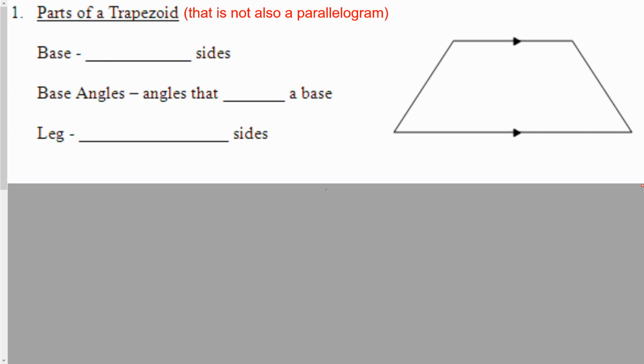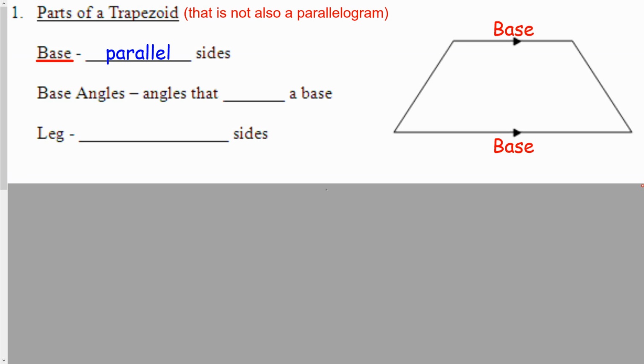So the first thing we have to do is identify the parts of a trapezoid, that is, the trapezoids that are also not able to be classified as parallelograms. So when we talk about these specific trapezoids, the base of a trapezoid is one of the parallel sides. So there's actually two bases in a trapezoid. Here they're labeled in the diagram.